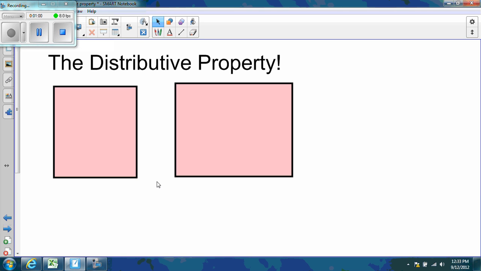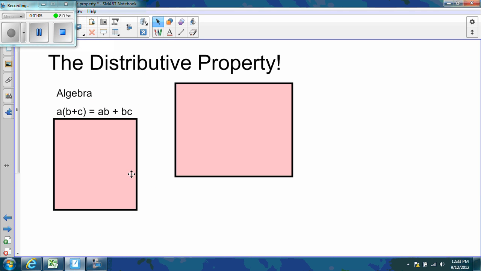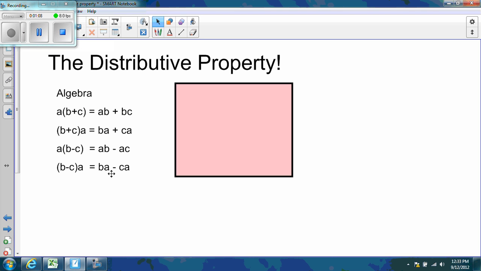So let's just go through what exactly the distributive property is. So in algebraic terms, it's saying that A times (B plus C) is the same thing as A times B plus A times C. And it doesn't matter which side the A is on, but basically whatever's on the outside, you multiply by the terms on the inside. So here you can do (B plus C) times A, so it ends up being B times A plus C times A.